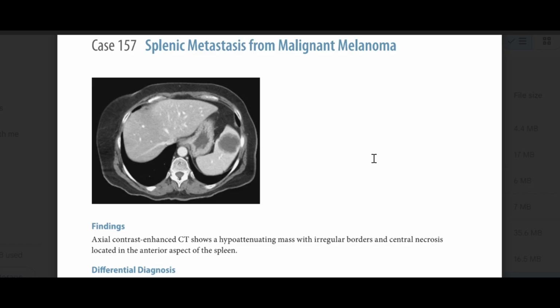Why is it important to diagnose lentigo maligna melanoma, or melanoma of the skin? To expect any metastases from the malignant melanoma. The common sites for metastasis from malignant melanoma are the liver, the spleen, and the stomach. So here, this is a splenic metastasis from malignant melanoma.